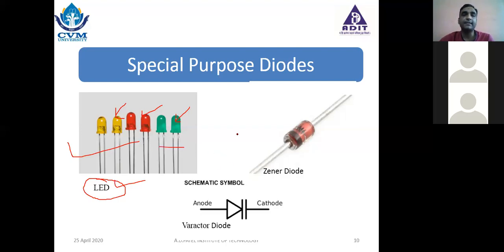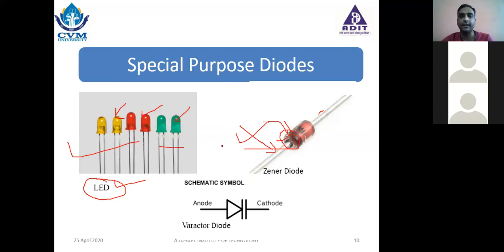Next, another special purpose diode is the Zener diode. The students in 12th are also studying this Zener diode. The Zener diode also has a ring which shows the cathode, and the other side is the anode. The Zener diode has a special application in electronics. It is used in voltage regulators.